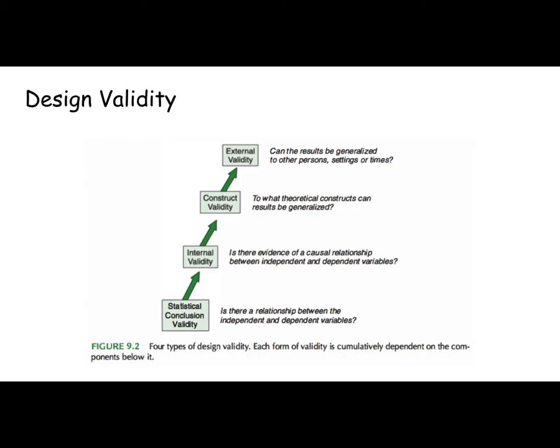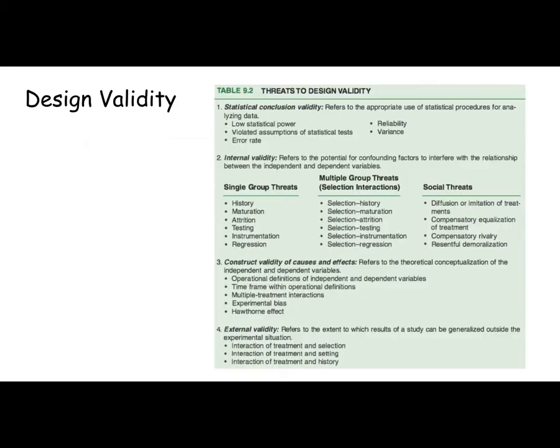There's 4 kinds of design validity that we're going to discuss, and this figure comes from the Portney and Watkins textbook. There's statistical conclusion validity, internal validity, construct validity, and external validity. This table also comes from the Portney and Watkins textbook, and what it shows is that there are a lot of different ways that validity can be threatened. And over the course of the semester, we're going to go into many of these in some detail.